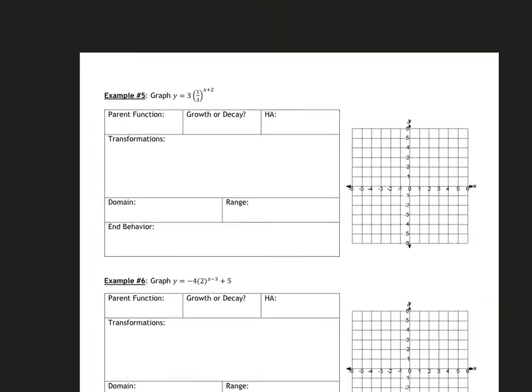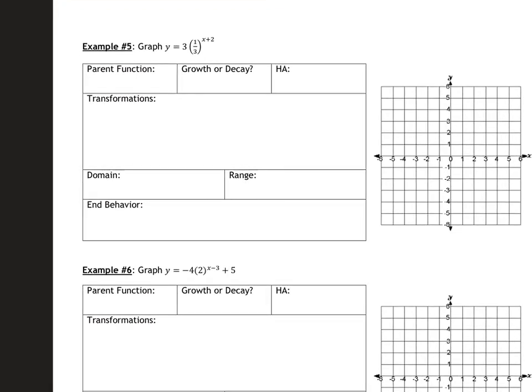I'm going to go through a couple. If you want to pause it and then try it and then play it afterwards, you're more than welcome to do that as well. So another one here, parent function. My basic is the 1/3, that's what's in parentheses. So 1/3 is less than 1, so that's a decay. Horizontal asymptote is 0. I'm not adding or subtracting anything. So here I got a couple different things. I'm going to go left 2, and I got a vertical stretch by 3.